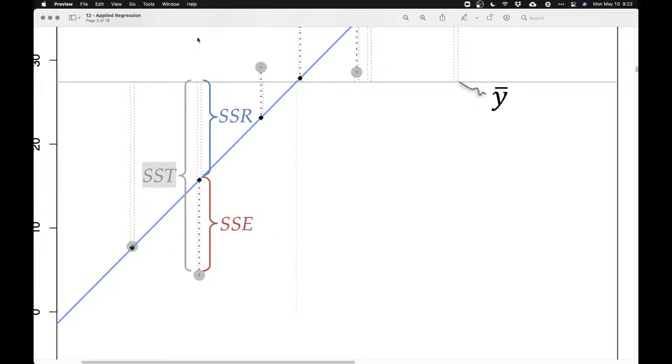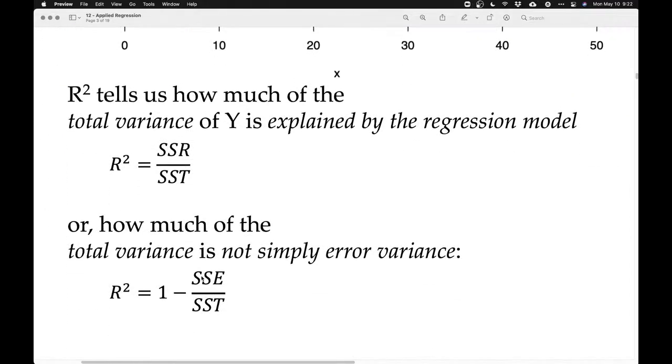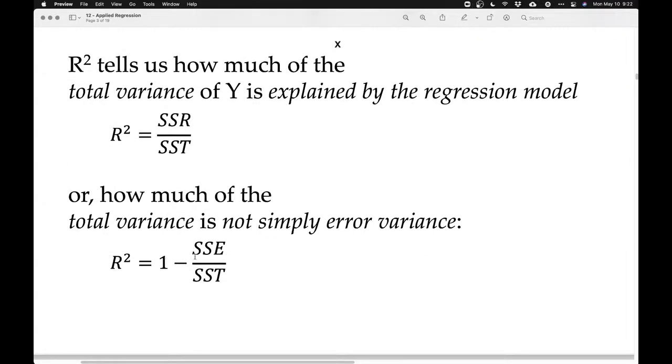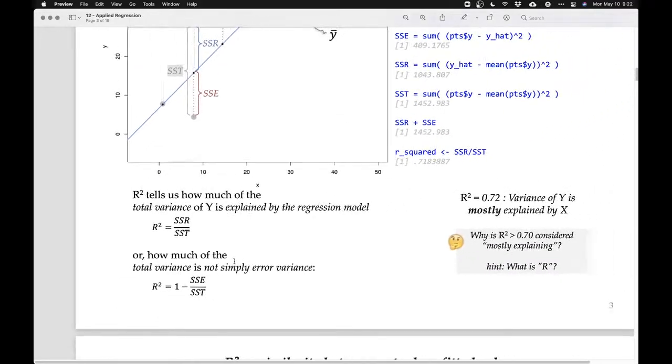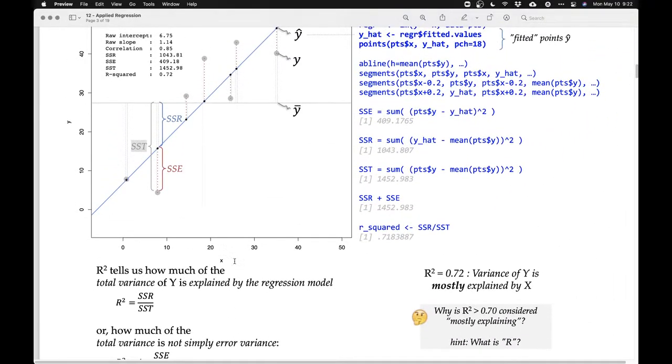The amount of the variability that's not explained by SSR is SSE. So that's the error variability. Another way of writing R squared is 1 minus the ratio of SSE over SST, because SSR plus SSE is SST. All right. So that's one view of what R squared is.